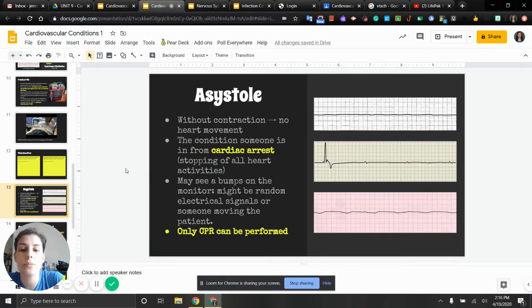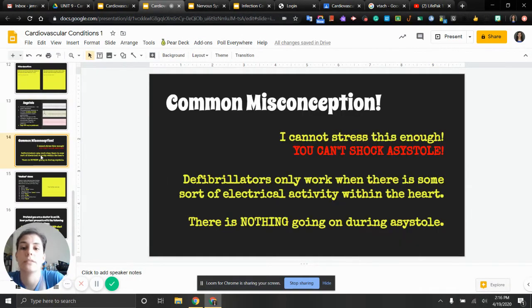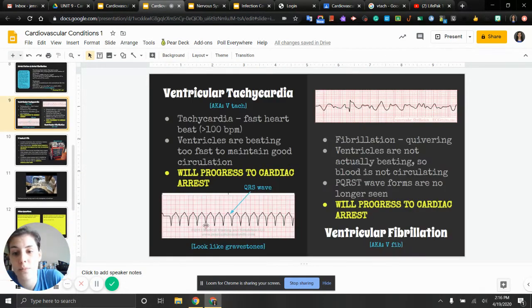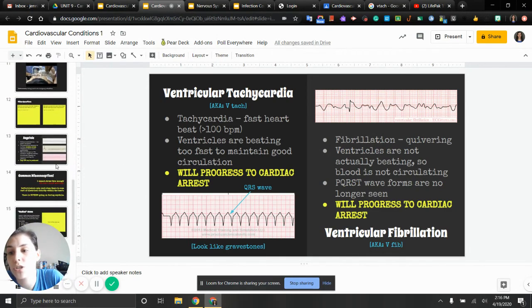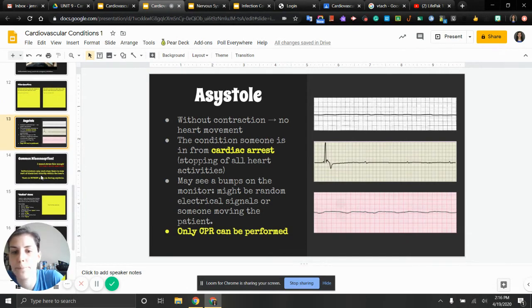Okay, so only CPR can be performed in this scenario because common misconception, you cannot shock asystole. I am tired of seeing this on TV shows and movies and stuff. You cannot shock it. Okay, the only thing you can shock is a rhythm. It doesn't matter how chaotic the rhythm is. It can be this, but you can shock that. You cannot shock a flat line. Cannot do that. Okay.